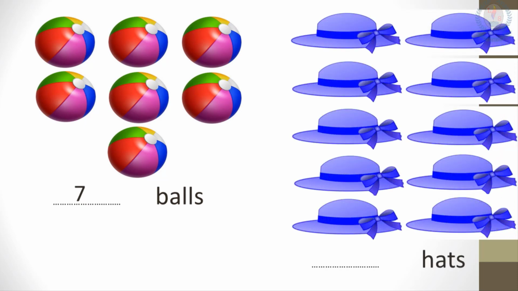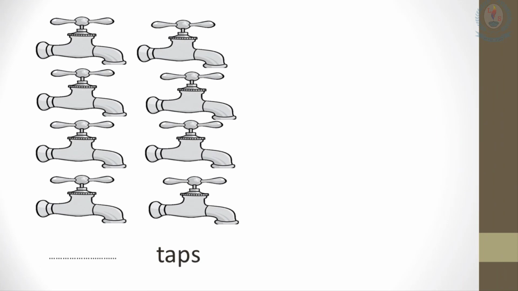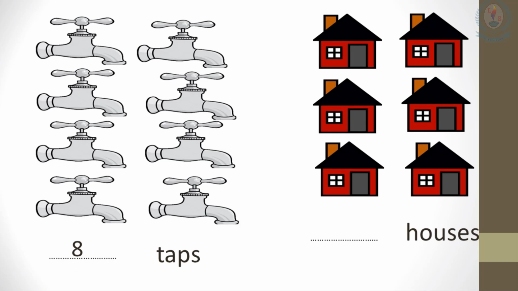Next we have hats. There are lots of hats. Let's count and see how many. 1, 2, 3, 4, 5, 6, 7, 8, 9, 10. There are 10 hats. Now we are going to count how many taps. Shall we count? 1, 2, 3, 4, 5, 6, 7, 8. How many? There are 8 taps. Okay, let's count how many houses. 1, 2, 3, 4, 5, 6. How many houses? 6 houses.